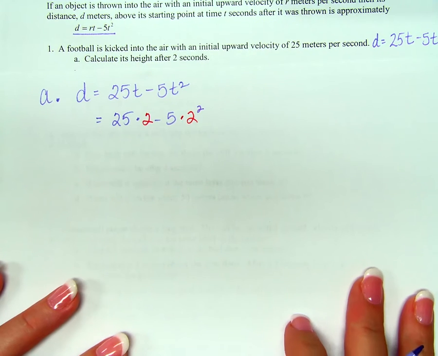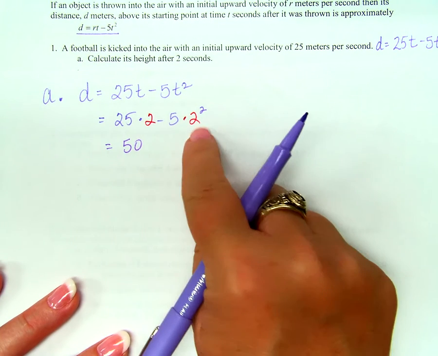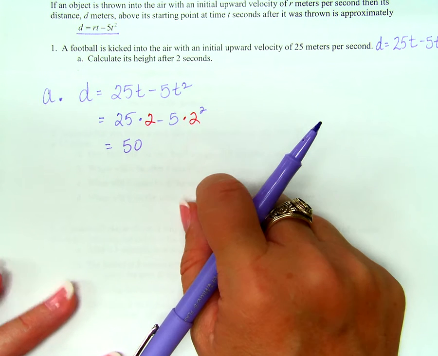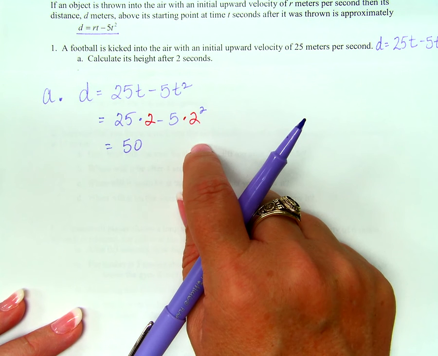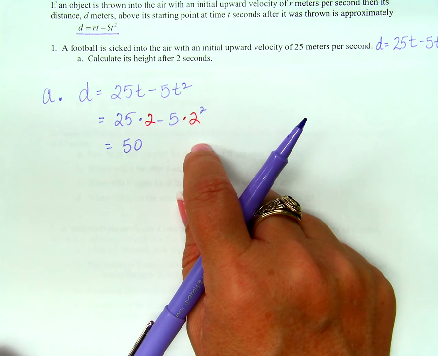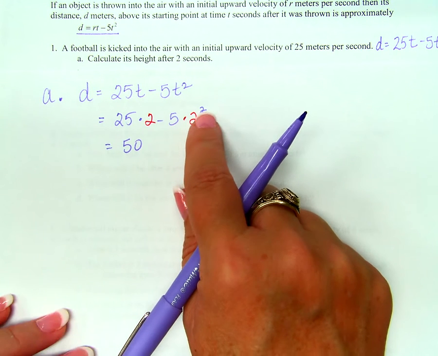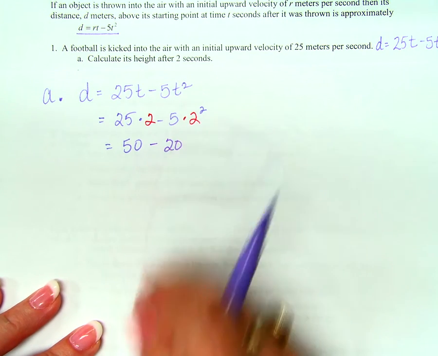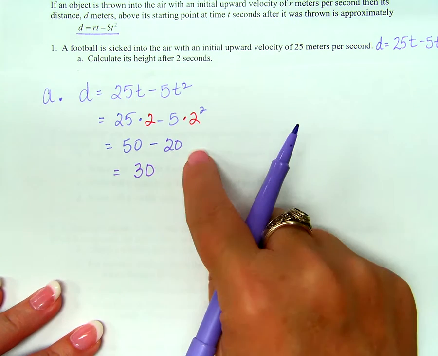Do you know what 25 times 2 is? 50. What's 2 squared? 4. Times 5? Did I do that the right way? Or should I say 5 times 2 is 10 and then square that? I have to square it first, don't I? Order of operations says I have to use the exponents first. So 2 squared is 4. 4 times 5 is 20. Does anyone know what 50 minus 20 is? 30. Now, 30 answers the math problem.